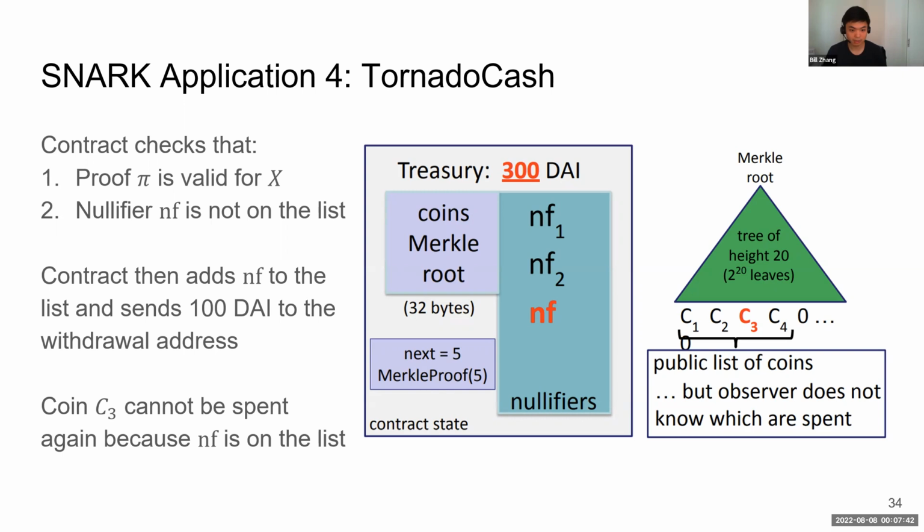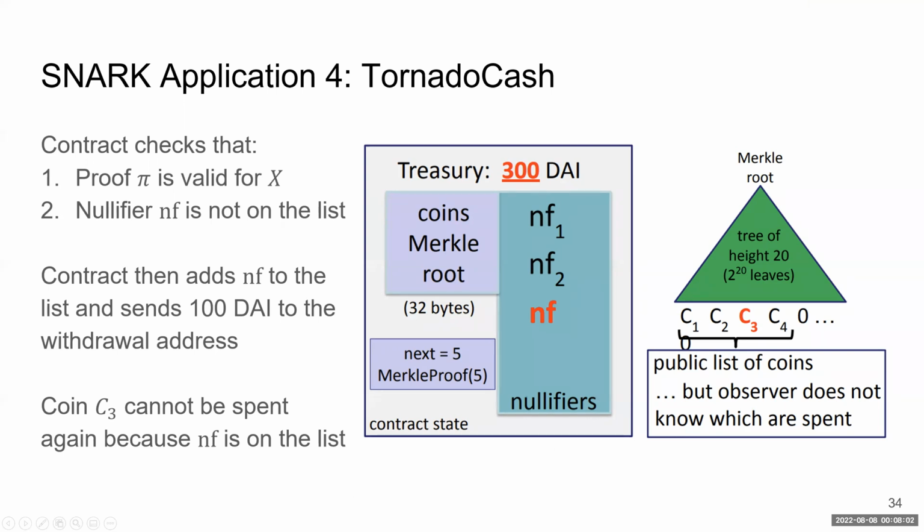Questions about Tornado Cash? I have a question. Why does an observer not know which coin is spent? Like, I would just try to spend that coin. If I failed, I would probably know that the coin is spent. The reason you wouldn't be able to try to spend the coin is because you can't produce a valid nullifier for the coin. Oh, I see.